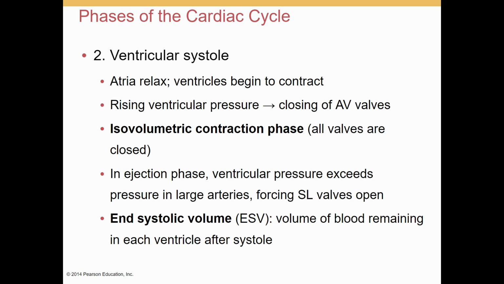Once all the blood leaves the ventricles, but before the AV valves reopen, you'll have a certain volume of blood. This volume of blood, called the end systolic volume, should be less than the end diastolic volume. This is essentially the volume after the heart has ejected blood from the ventricles. So it's the volume of blood remaining in each ventricle after systole.